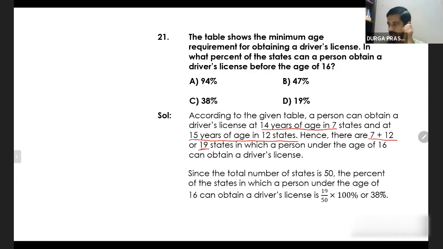So the total number of states that we have is 50. So the percentage of those states which can get a license below 16 years of age is 19 by 50 into 100. So that is 38%, option C. So please note it.